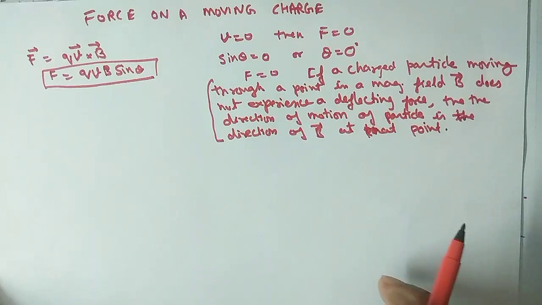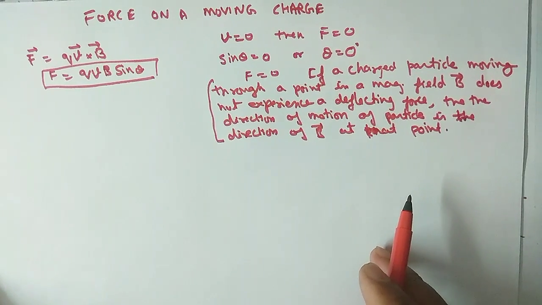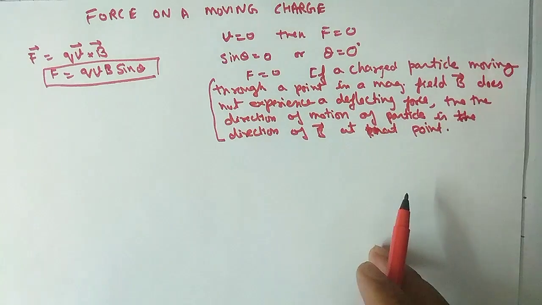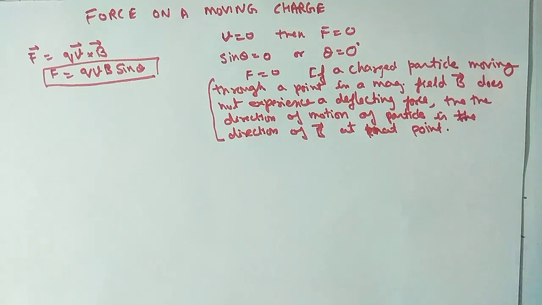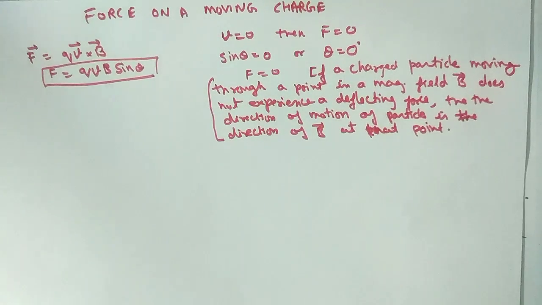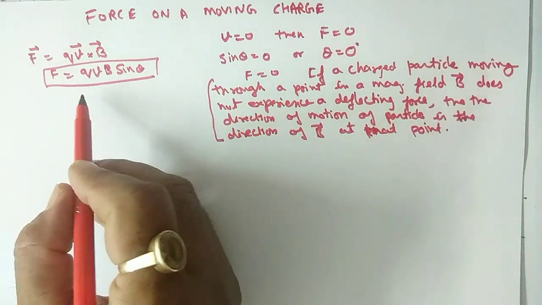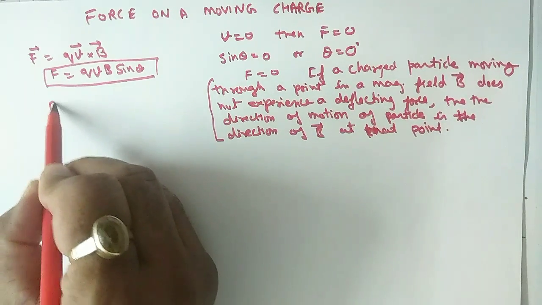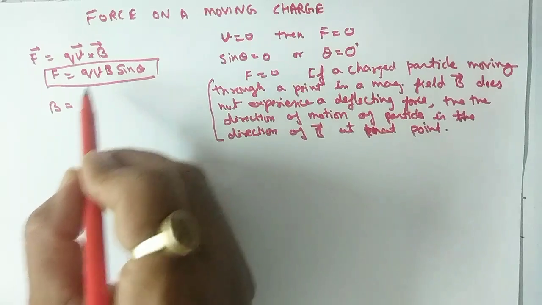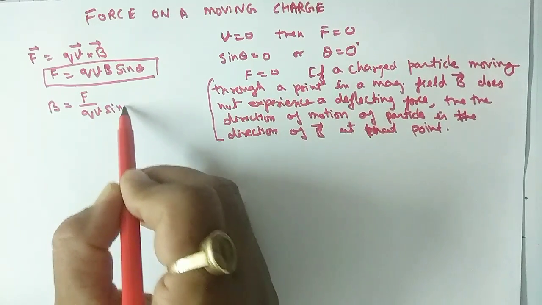What is the direction of the magnetic field? It is the direction in which a charged particle does not experience any deflecting force. In other words, the direction of the magnetic field is that direction in which a charged particle does not experience any force. So from here you can see B = F / (QV sin θ).